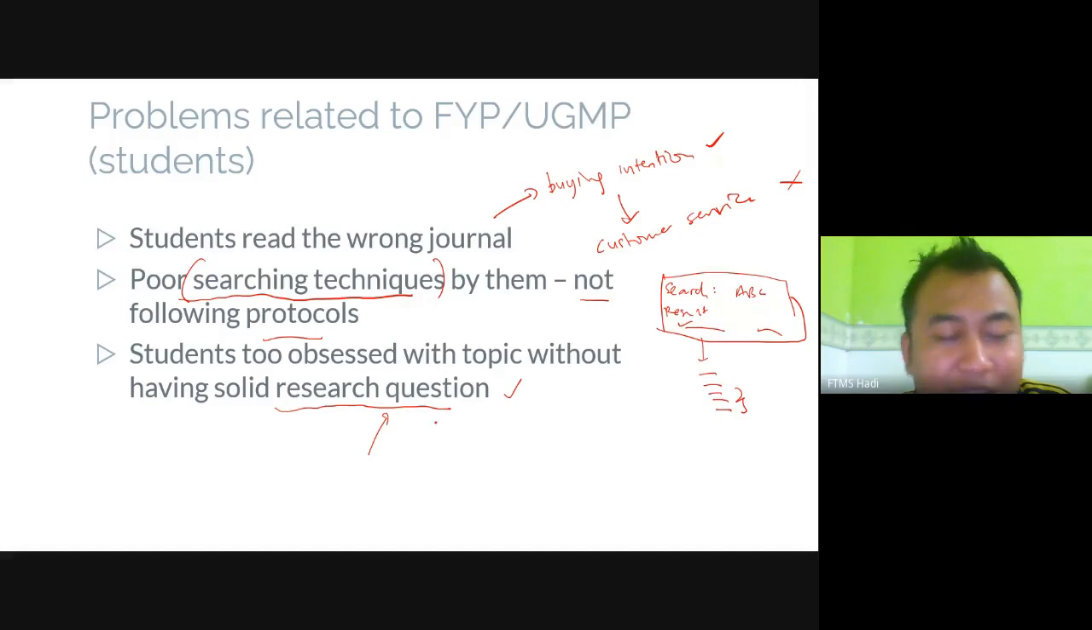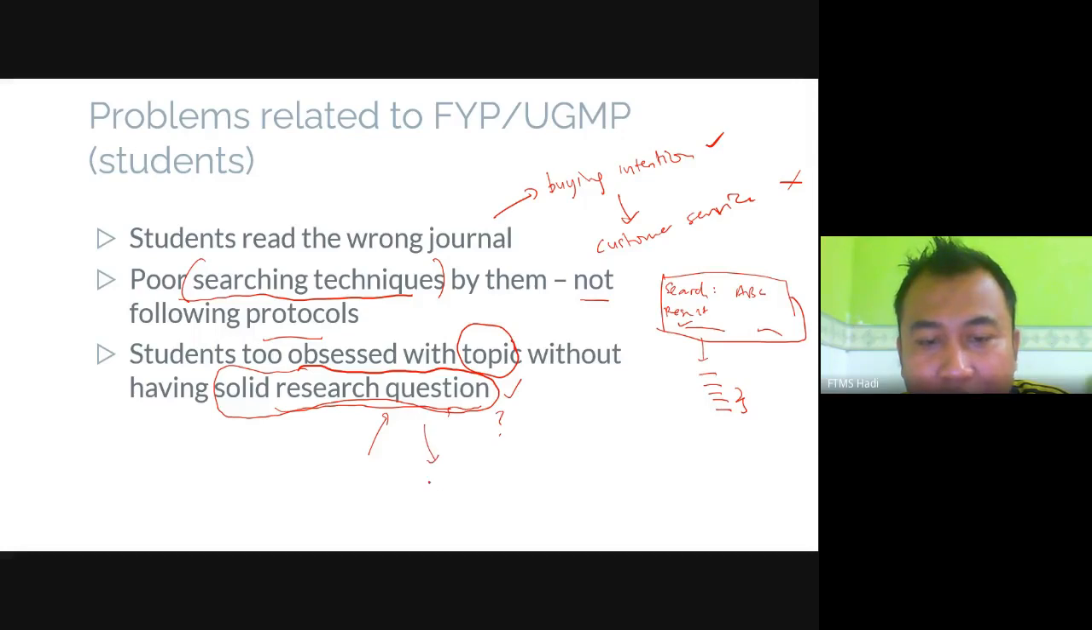So my response is, do not come to me with a topic without having a research question, because the research question will lead you towards search. You can come up with a topic, no problem. But this is the requirement of the topic: a solid research question. That means, what do you want to find?